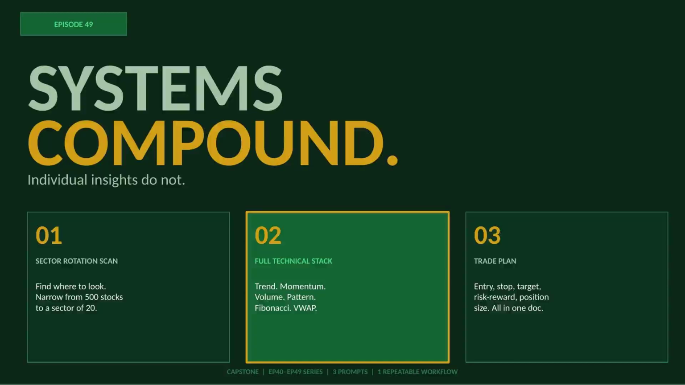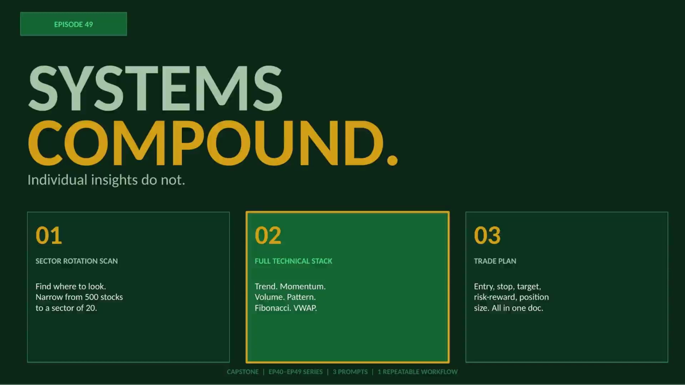Because here's the thing most traders miss. The edge is not in knowing what RSI means or what a golden cross looks like. The edge is in running the same process on the same stocks at the same time every day. That is what separates an insight from a system, and systems are what compound. Let us build yours. Most traders have all the individual pieces.